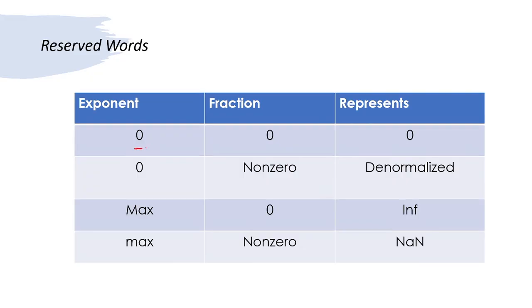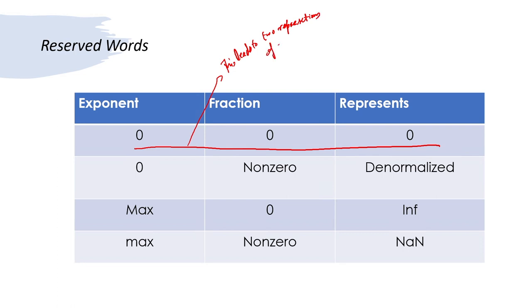The last time we had covered the reserved word zero, that when the exponent and the fraction are all zeros, then naturally the resulting number is also zero. This leads to two representations of zero, plus zero and minus zero, so whether the sign bit is zero or one, both imply zero. We'll discuss this in slightly greater detail in a few minutes.